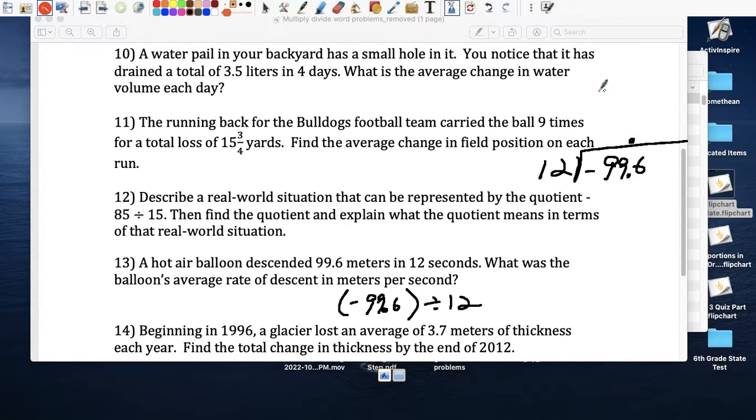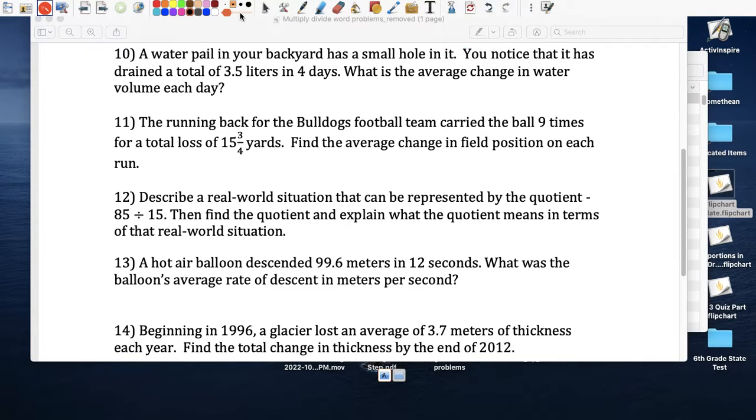12 goes into 99 8 times. 8 times 12 is 96. 9 minus 6 is 3. 6 comes down, and 12 goes into 36 3 times. I put a minus sign up there. So per second, the balloon's average rate of descent was negative 8.3 meters per second, right? The negative denotes the fact that the balloon was descending. Okay, that's why we know it's descending.